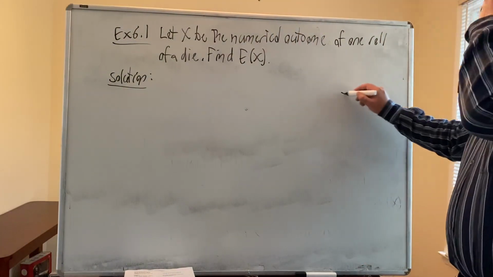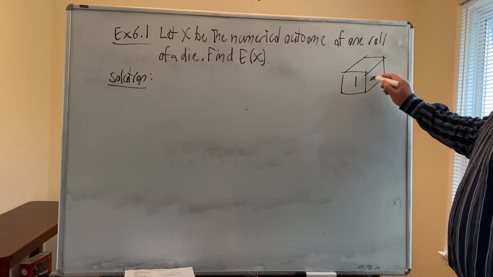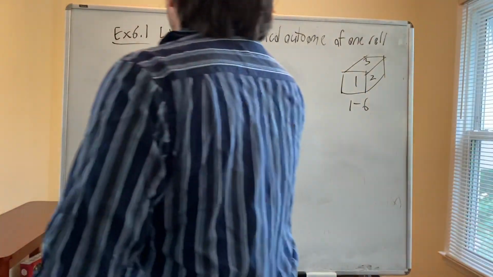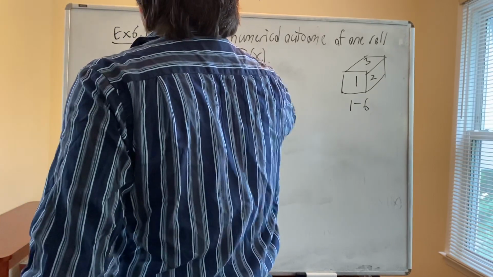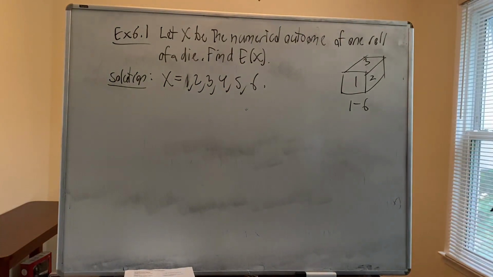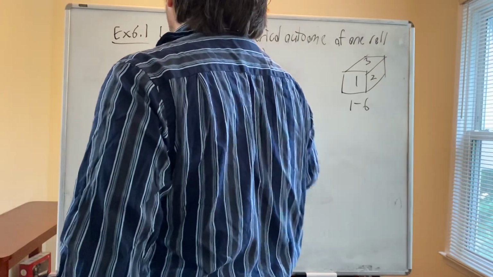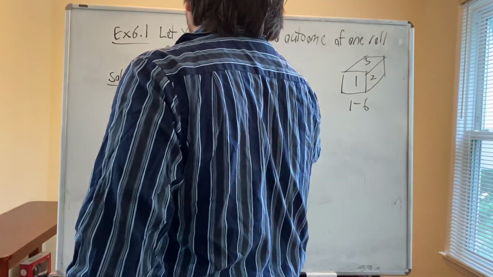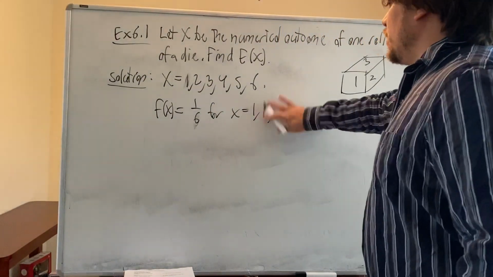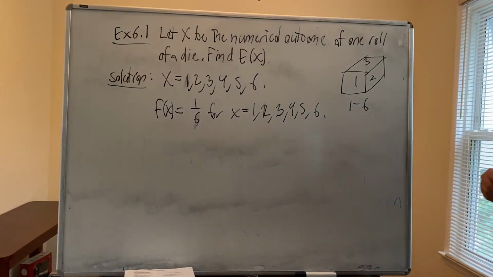So you have a roll of a die. I'm just going to draw a die so we can visualize. The numbers on the die range from 1 through 6. So those are the possible values of x. So x could equal 1, 2, 3, 4, 5, or 6. Little f of x, the PDF of capital X, is equal to 1/6 for each value of x. So it's 1/6 for x equals 1, 2, 3, 4, 5, or 6. So that's the PDF.